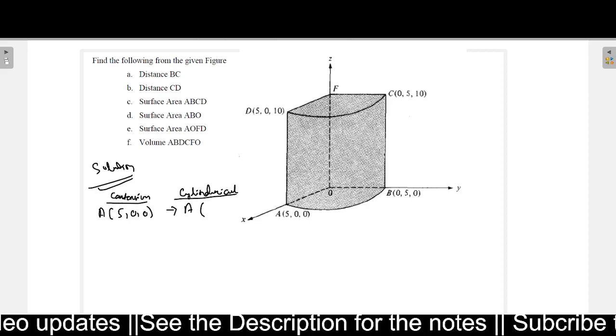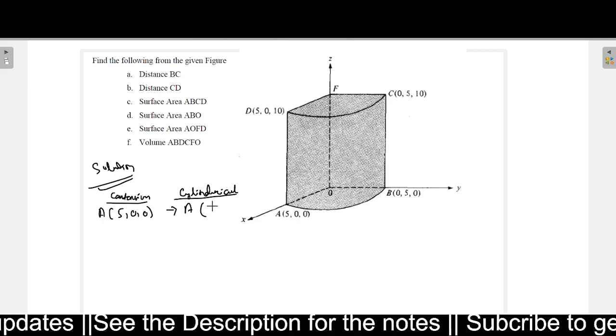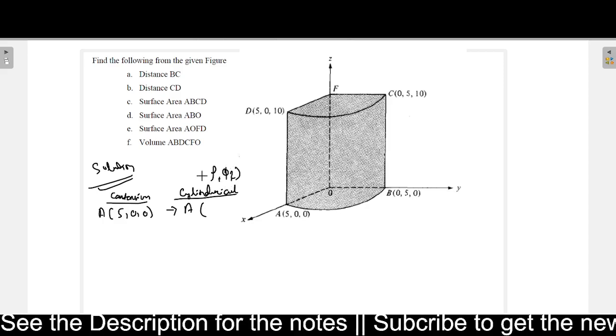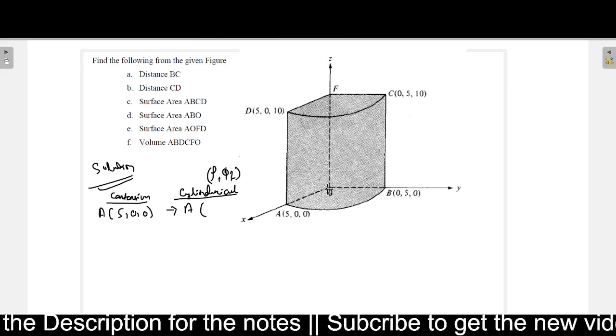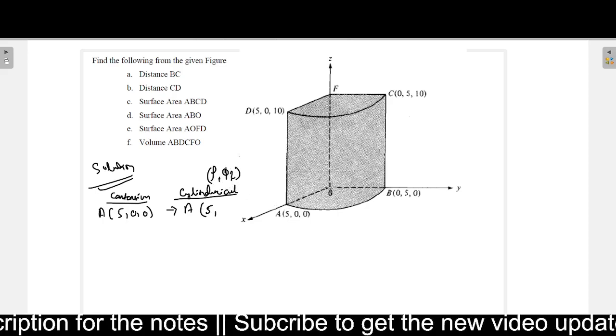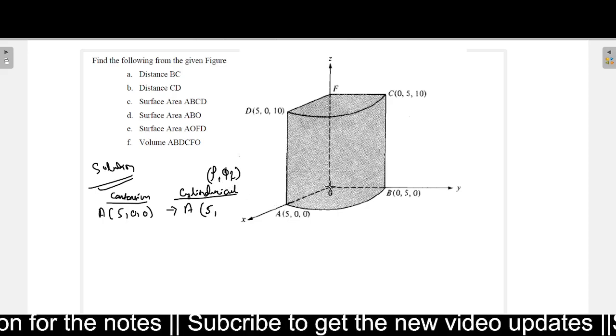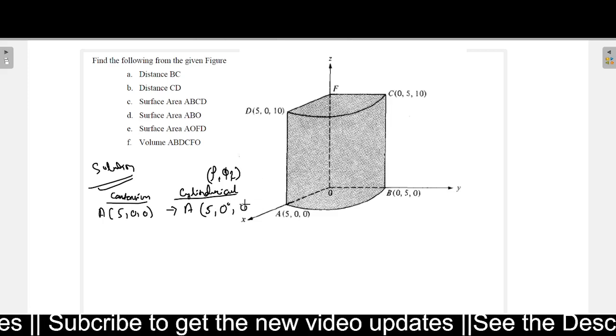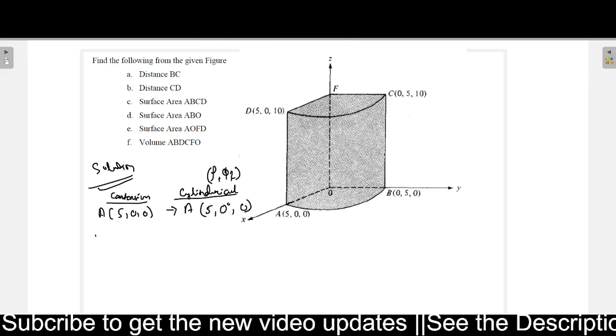So it can be represented as, cylindrical is what? Rho, phi and z. We have to represent rho, phi and z. Here rho is 5. Phi is what? I consider this as the origin line, so the angle here is 0. So I'll write 0 degree, comma, z. Z is the height, so z is also 0 here. Next point is B.